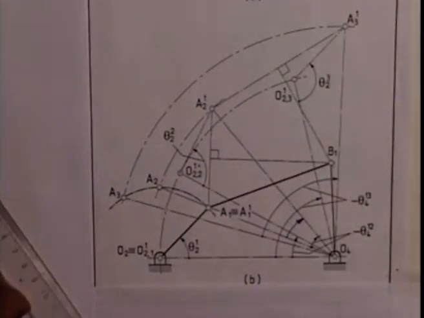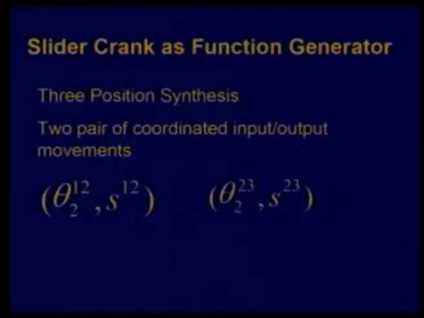Next, we will take an example of a slider crank mechanism that can be used as a function generator, that is, the output link, the slider movement, is coordinated with the movement of the input crank. So let us now discuss the slider crank as a function generator, where we treat the slider as our output link and crank as the input link. If we talk of 3 position synthesis, as we have seen in the case of a four-bar linkage, we mean 2 pair of coordinated input-output movements.